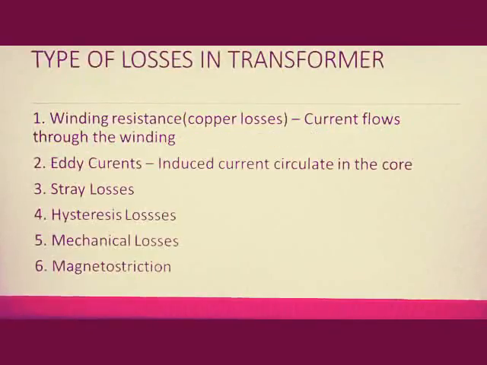Types of losses in a transformer. First, winding resistance: current flowing through the winding causes resistive heating of the conductor. Eddy current: induced current circulates in the core and causes resistive heating. Stray losses: not all the magnetic field produced by the primary is intercepted by the secondary. A portion of the leakage flux may induce eddy current within nearby conductive objects, such as the transformer support structure, and be converted to heat.